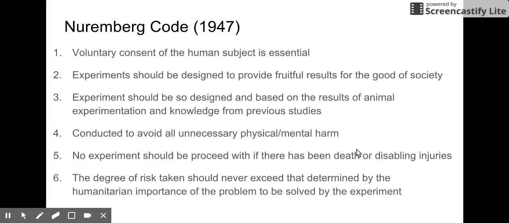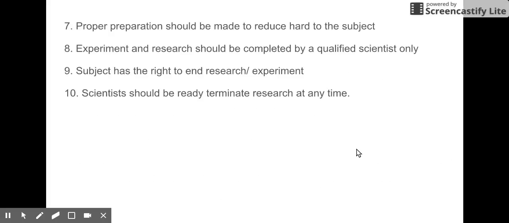The degree of risk taken should never exceed that determined by humanitarian importance of the problem to be solved by the experiment. So basically what this is saying is the risk should never outweigh the benefits. The benefits should always outweigh the risk. There'll obviously be a few risks in each experiment, but this should never be over the beneficial side of it.